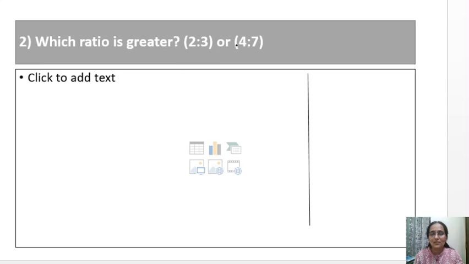It is 2 is to 3 or 4 is to 7. You know to compare fractions. Ratio is written as fractions, 2 is to 3. But while writing the fraction, you should be a little bit careful to write the first term as numerator. It is 4 is to 7 equals 4 by 7. So how to compare the fractions?